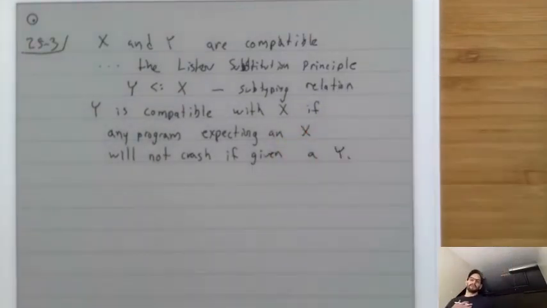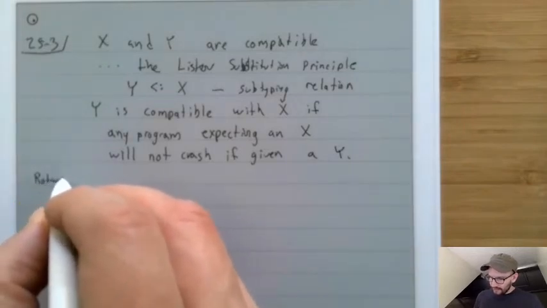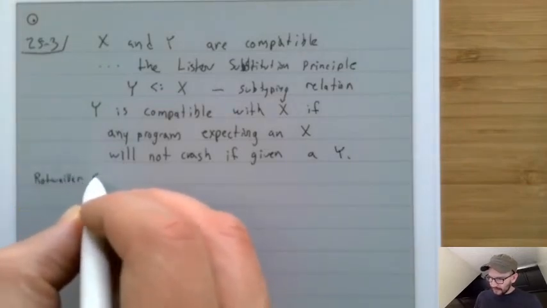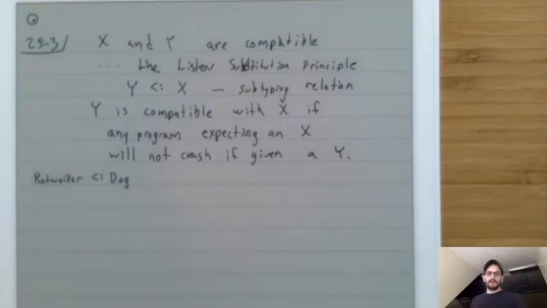Now let's look at some examples of this. Imagine I went up to you and I said, will you please watch my dog for me next weekend? And you say, yeah, that's great. Imagine that I show up and I have a Rottweiler. Well, you said that you would accept any dog. So it makes sense that Rottweiler is compatible with dog, because every Rottweiler is a dog, and you said it was fine to watch a dog.